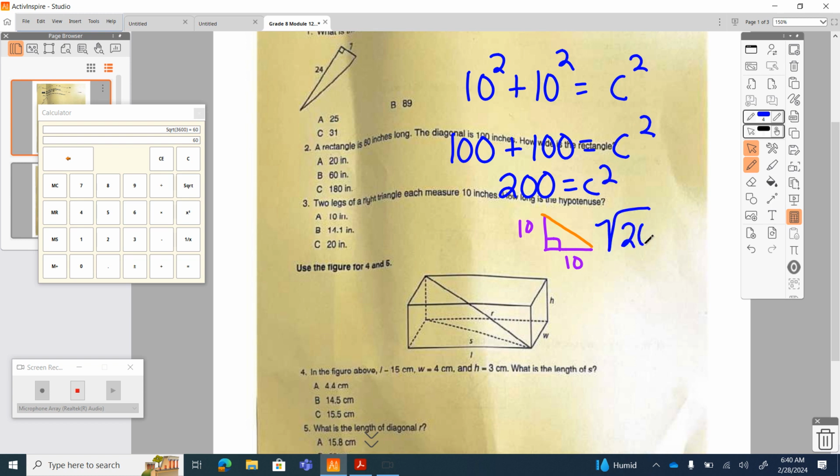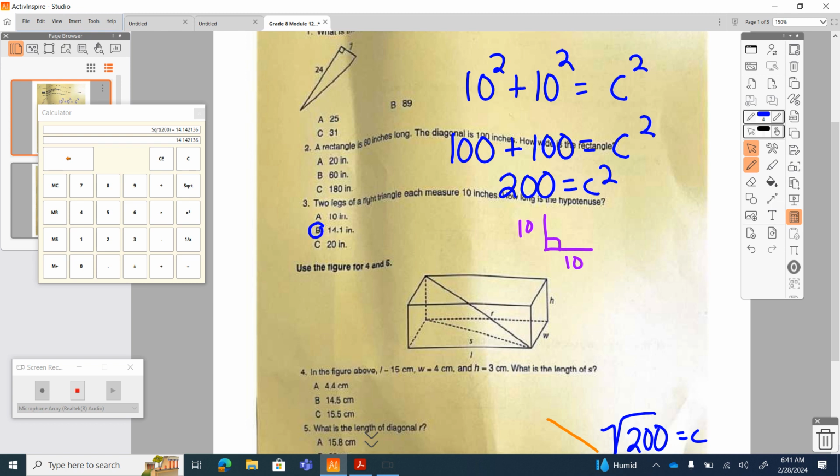You're probably not writing that step. You're probably just coming over here, putting 200 in the calculator, square rooting it, and you get about 14.1. Okay.